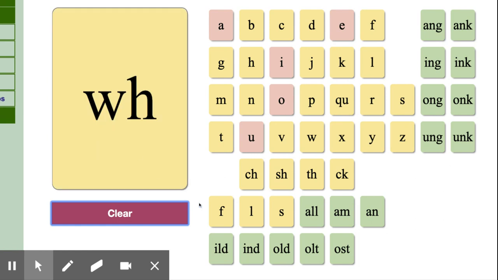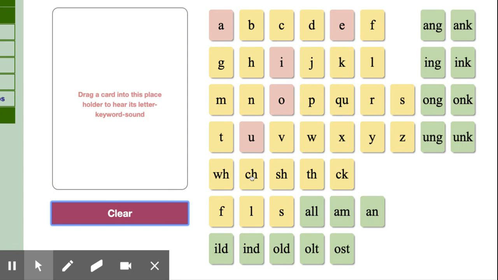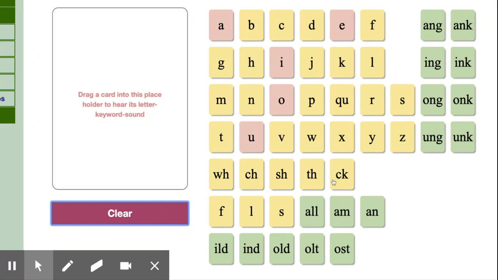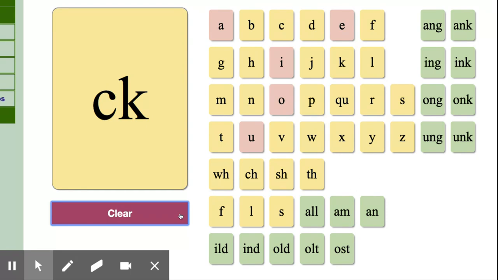WH, whistle, w. CH, chin, ch. SH, ship, sh. TH, thumb, th. CK, sock, k.